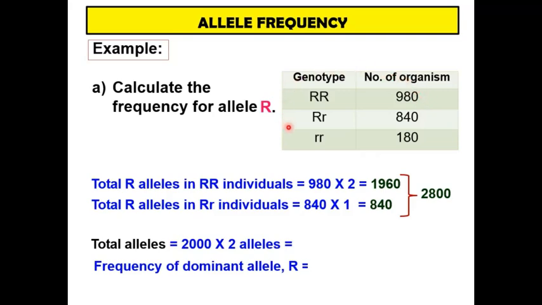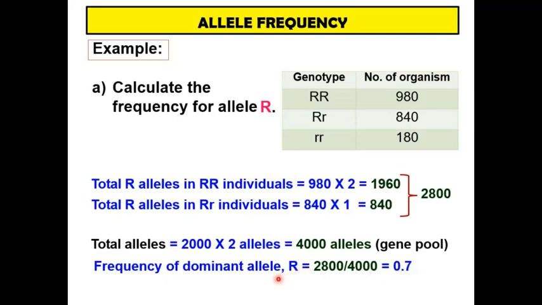Next, the total number of alleles. Try to calculate all of this, so you will get 2000 individuals. And all these 2000 individuals carry a pair of genes, so we have to multiply by 2 alleles. So the answer is 4,000 alleles in the gene pool. And the frequency of the dominant allele is 2,800 divided by 4,000, which equals 0.7.